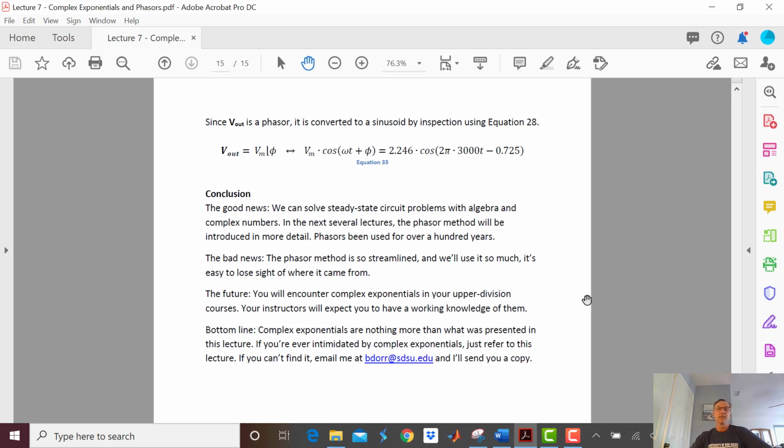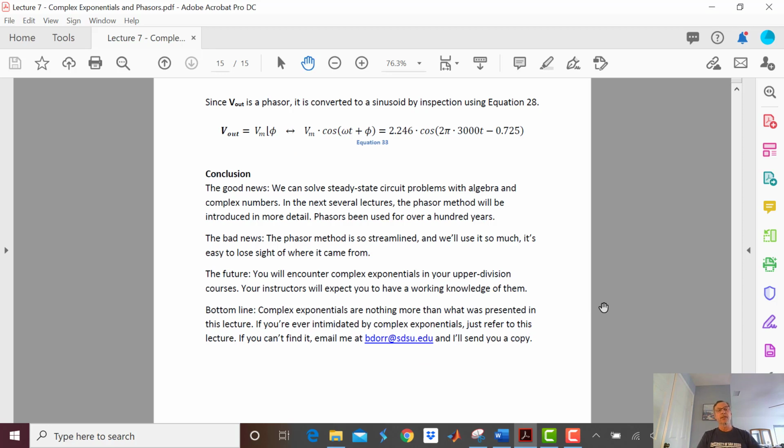So the bottom line is that complex exponentials are nothing more than what was presented in this lecture. If you're ever intimidated by complex exponentials, just refer to this lecture. If you can't find the lecture, or if you're watching this on YouTube and you're not in my class, hit me with an email and I'll be happy to send you a copy.